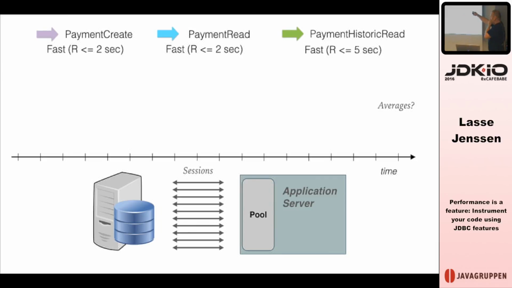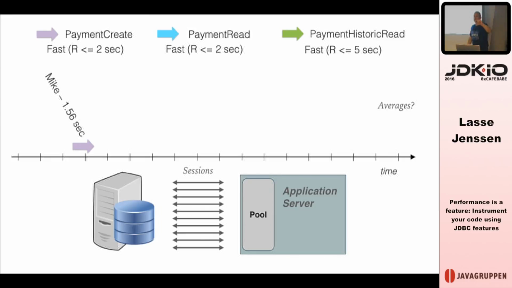We have these three features in our application: payment create, payment read, which is probably the same as payment list, and payment historic read. The definition of fast is that the response time has to be less than or equal to 2 seconds. That's for the payment create and payment read. And for the historic read, to be fast, it has to be less than or equal to 5 seconds.